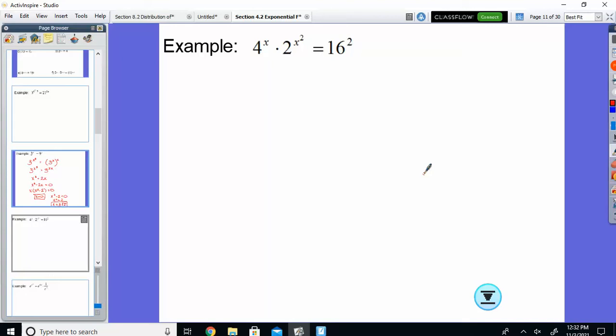Can I just multiply that 4 and 2 to get 8? No. Order of operations says you have to do exponents before you multiply. So I cannot combine the 4 times 2 because they have exponents. Okay. So change that 4 to a 2 squared. I still have 2 to the x squared power. What about the 16?